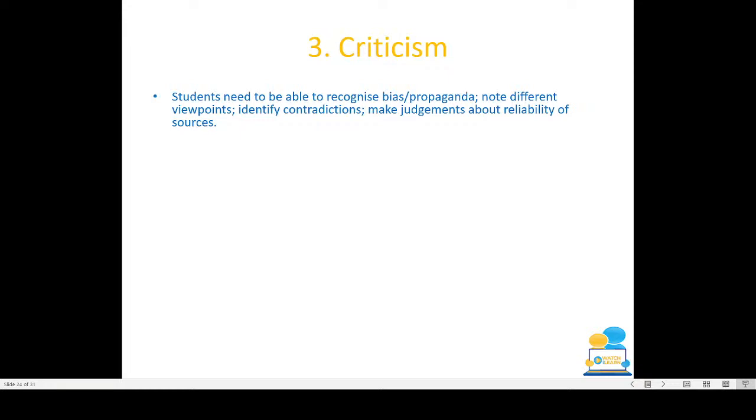So 3, criticism. Students need to be able to recognize bias, propaganda, note different viewpoints, identify contradictions, make judgments about the reliability of sources. So do we know what's a reliable source, what's a not so reliable source? If we're looking at newspaper articles, is the writer going to be biased? Are they showing bias in the writing? That's all what we're looking to do here.